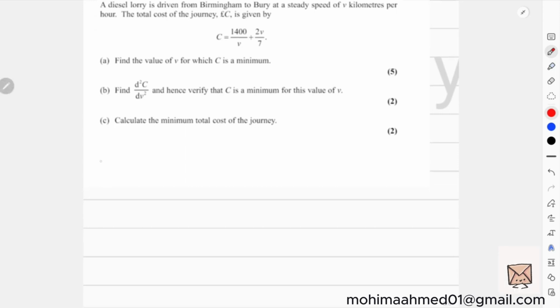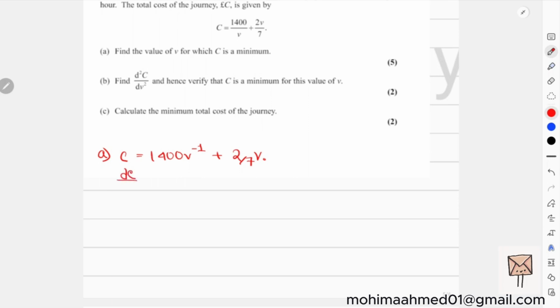We can obviously calculate that. For part A, I'll write c in terms of powers because I cannot differentiate when fractions get involved. So now we have 1400 v to the power of negative 1 plus 2 by 7 v, and dc by dv is negative 1400, because the negative 1 comes in front and gets multiplied with 1400. With the power of negative 2, because we subtract 1 from negative 1, and this one will be 2 by 7.